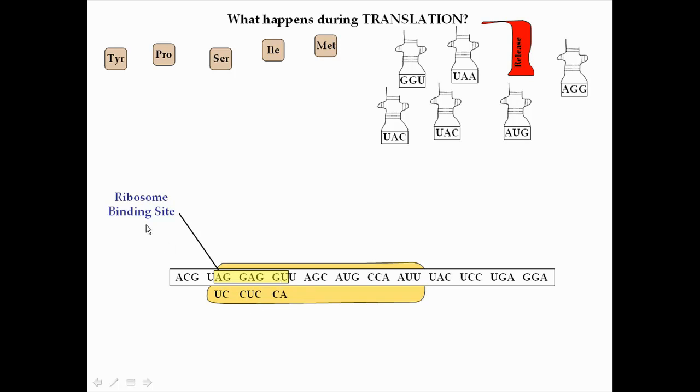So in words, here we'll jot down what the ribosome binding site does. It's a sequence found on the messenger RNA that tells the ribosome where to bind to the messenger RNA.